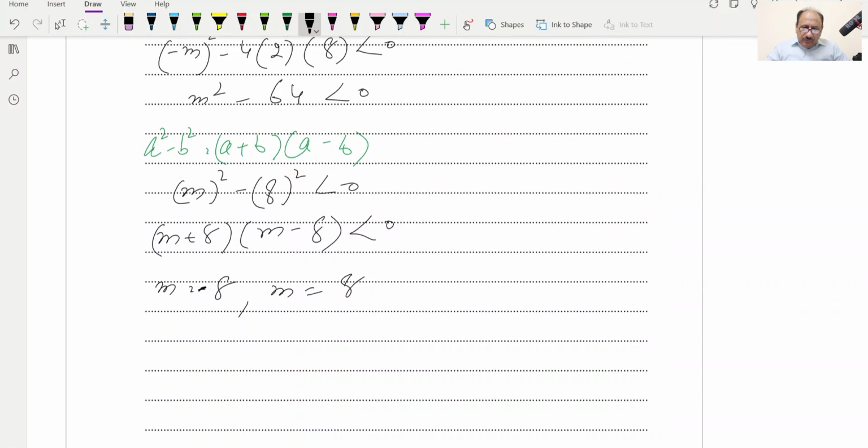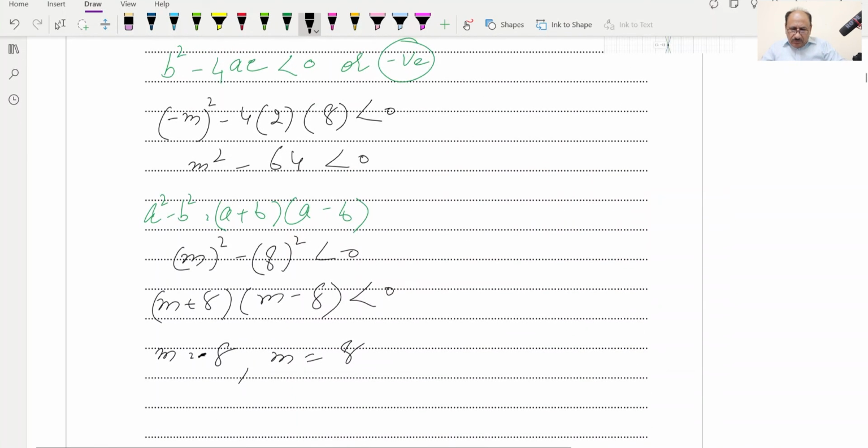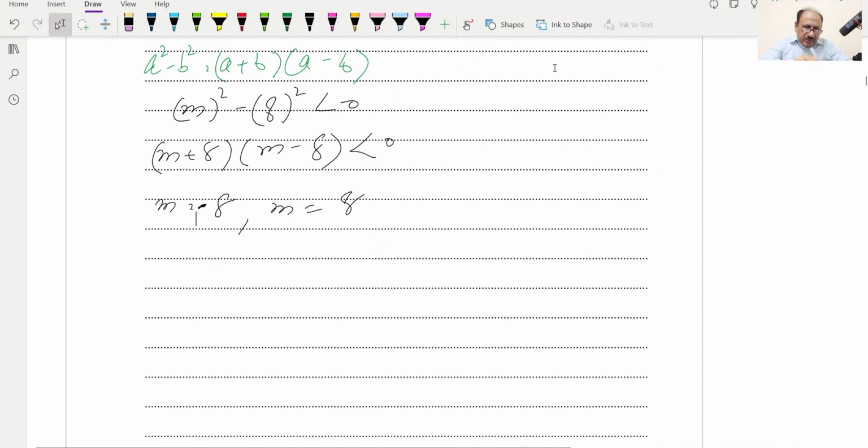And now we can draw a small sketch for understanding the values. For example, this is the quadratic graph, say this is minus 8 and plus 8 is over here, and the graph is curving like this, U-shaped, opening upward.